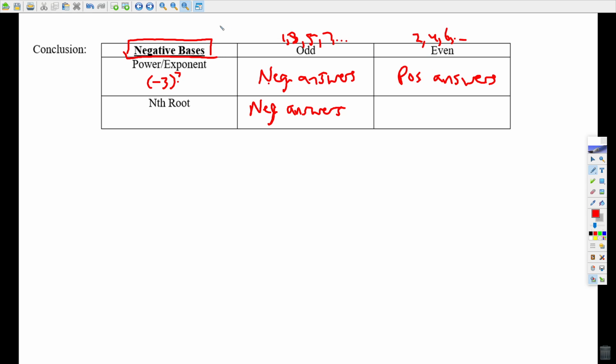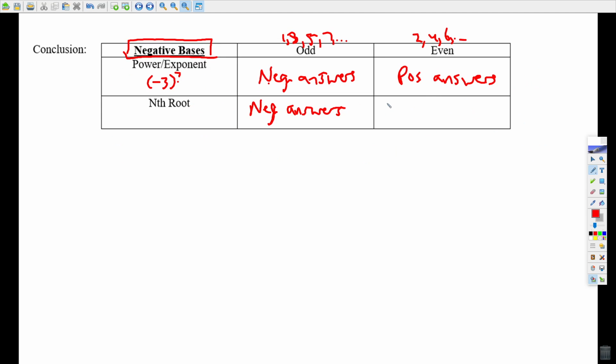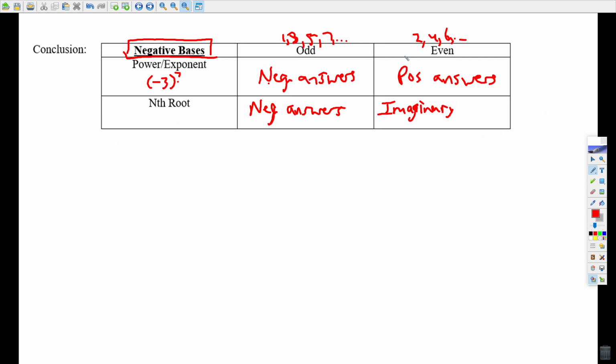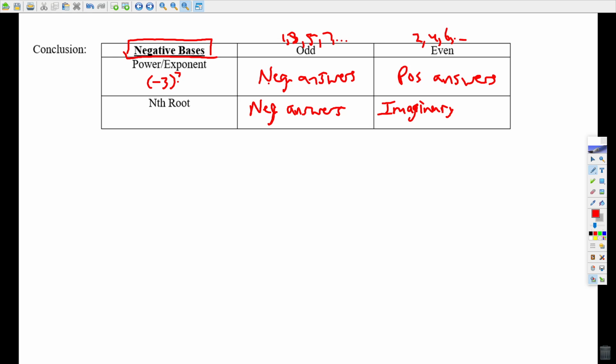But if we get an even root, look at that chart. These came out to be imaginary. These are non-real. Imaginary. And they're positive, right? Positive imaginaries over here, 3 and 4, because the negative sign takes up the imaginary. Imaginary, positive answers.